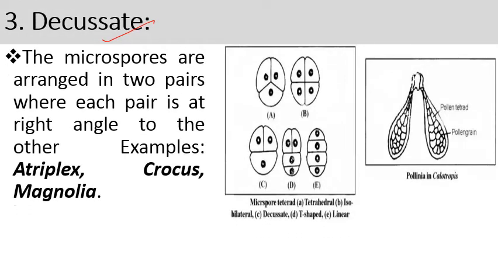Next comes the decussate arrangement of pollen tetrad. The microspores are arranged in 2 pairs, where each pair is at right angle to the other. So in this decussate arrangement, the 2 microspores are present at right angle to the other pair, next to it. So one will be present behind it. That type of arrangement is known as decussate arrangement, and it is found in Atriplex, in Crocus and in Magnolia.